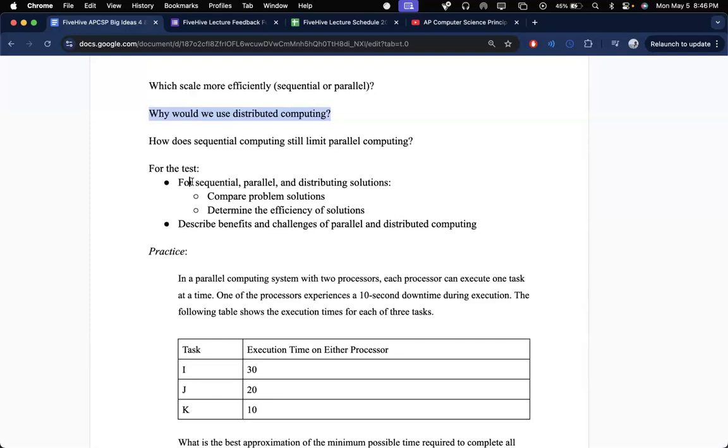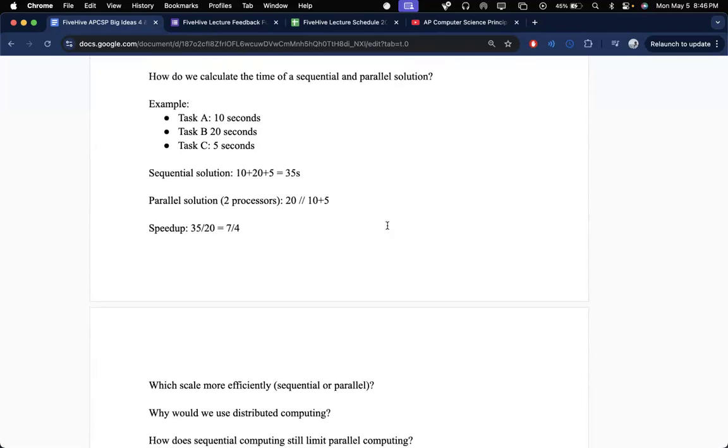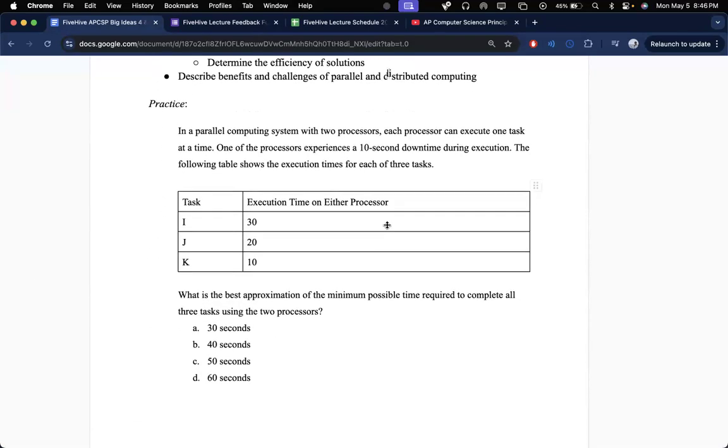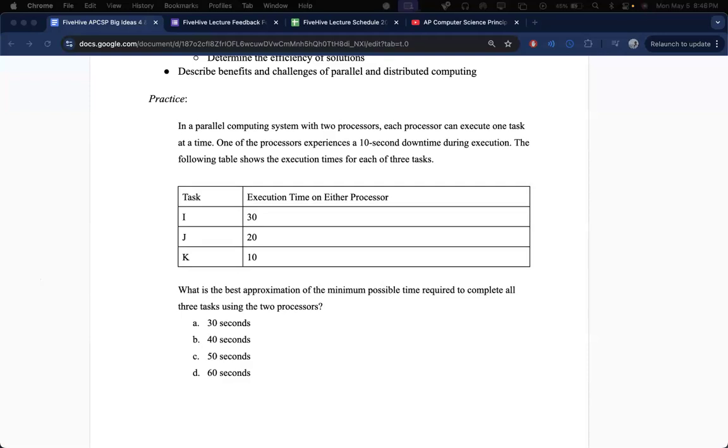So for the test, we should be able to compare the problem solutions and determine the efficiency of solutions, all that kind of stuff, and then describe the benefits and challenges of using distributed computing as well. So any questions with what we went over here before we do some practice? Okay, then let's do it.